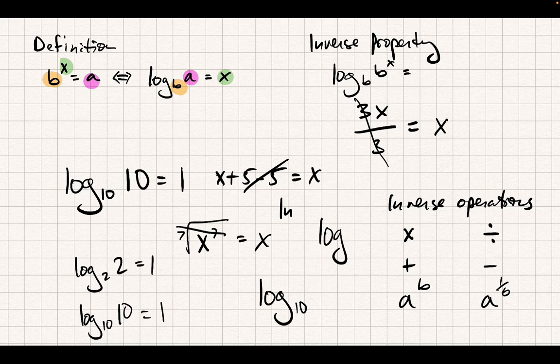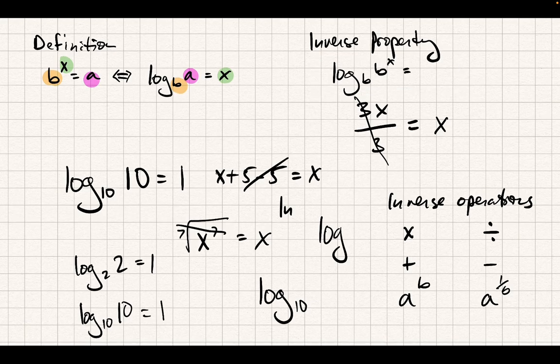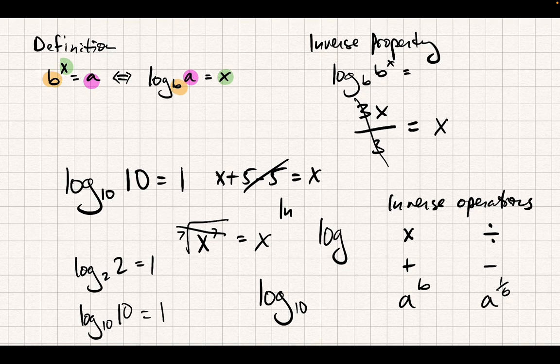But I'm not done writing my inverse property. Log base b of b to the x equals 1. Or does it equal x? It's x. Down here, 10 can be written as 10 to the 1. That's where that 1 comes from, because this cancels. 2 can be written as 2 to the 1. This cancels, that leaves the 1. That's why that does that.